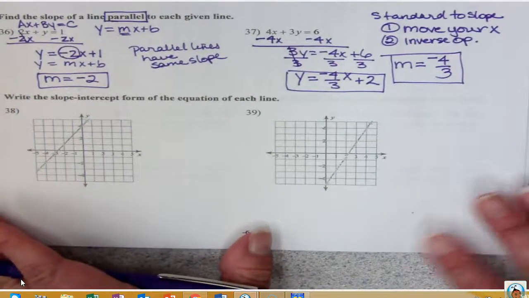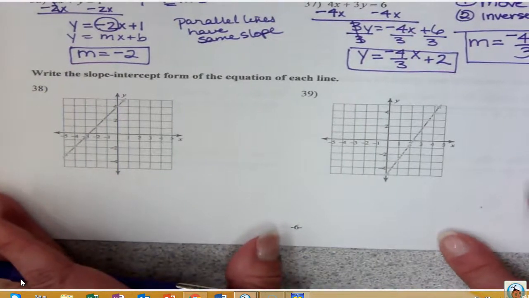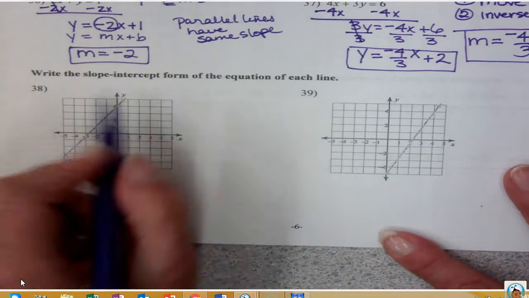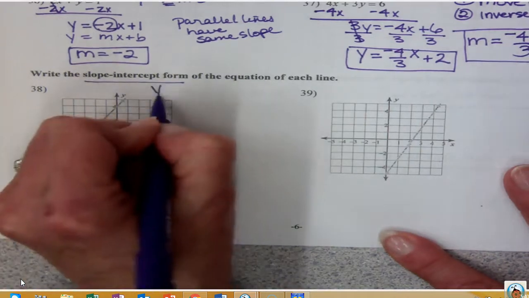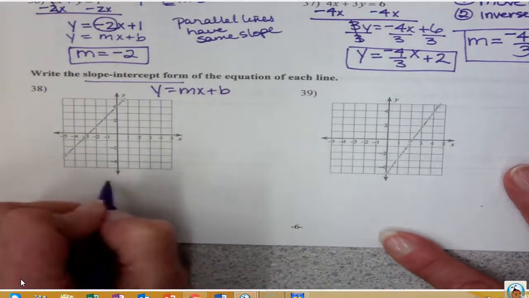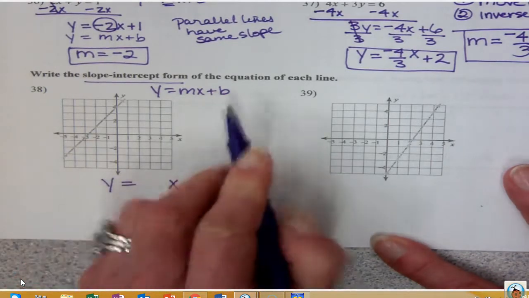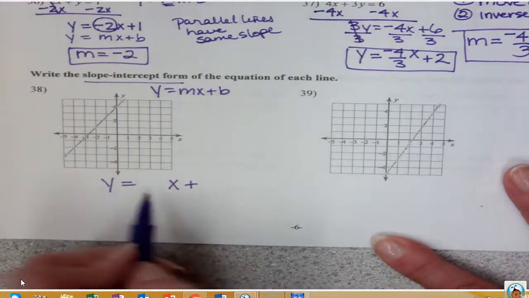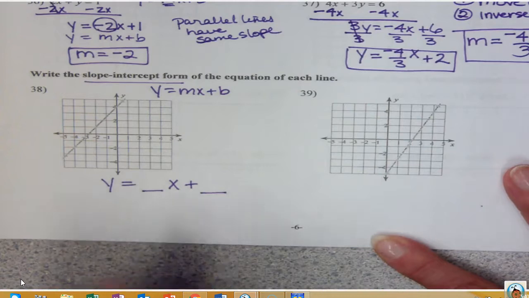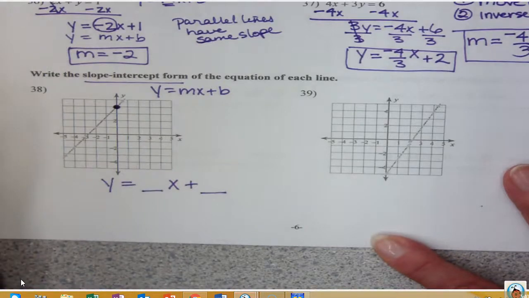On to, okay, so now we have a graph of a line. Can you see that? A graph of a line where we need to now write in slope-intercept form the equation of this line. So what I need is my m and my b. What goes here and what goes here? Well, I can immediately say the b is where this crosses the y-axis. So that's going to be 4.